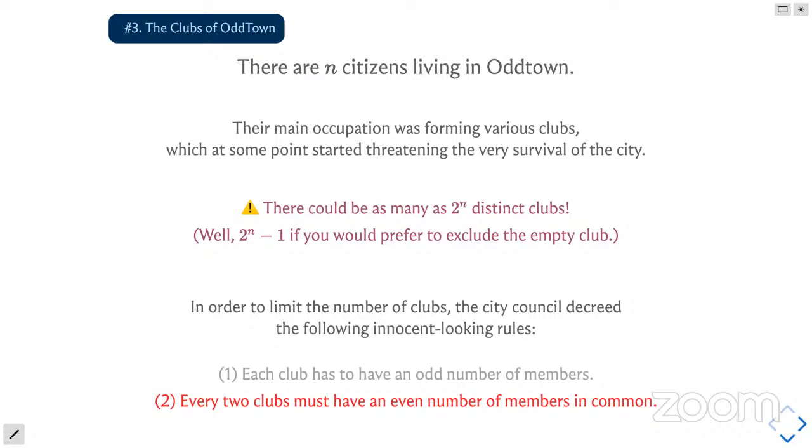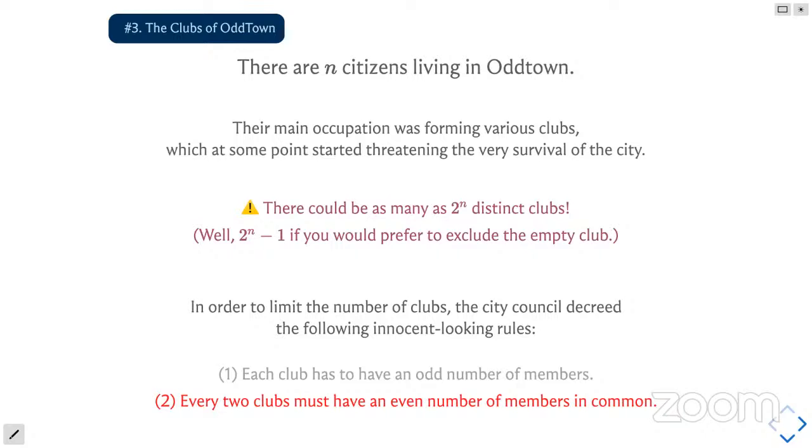Okay, if we want to make that a little more explicit, imagine that odd town has 10 people. So think of 1, 2 as a single unit. Think of that as a pair. Think of 3, 4 as a pair. 5, 6 as a pair. 7, 8 as a pair. And 9, 10 as a pair.